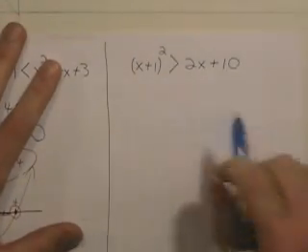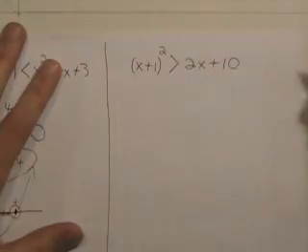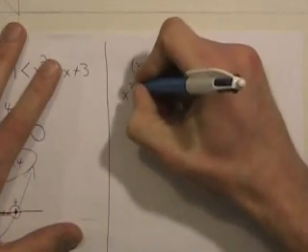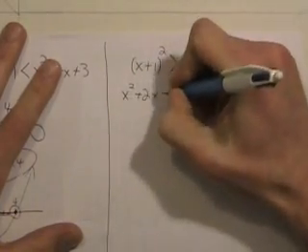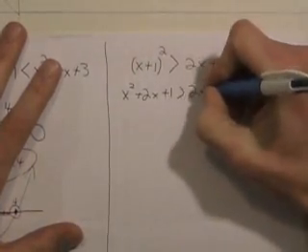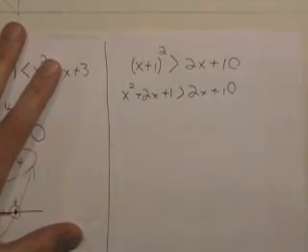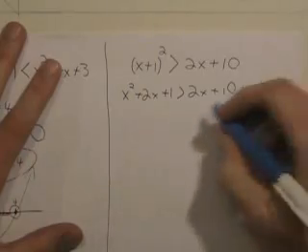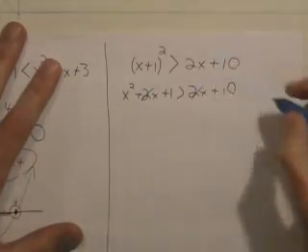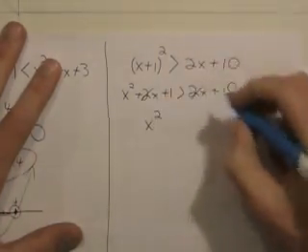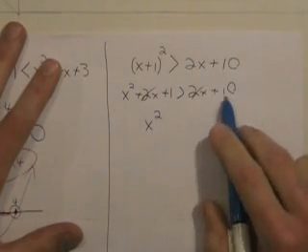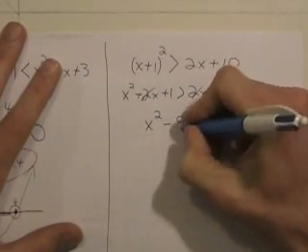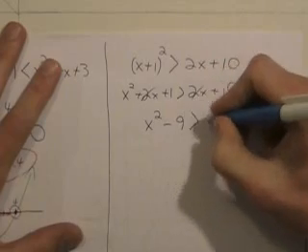Okay, if I square this, you have to FOIL it, so you'll get x squared plus 2x plus 1 is greater than 2x plus 10. And then when we simplify and bring everything over to one side, cancel out these, and you'll have x squared. If we subtract 10 from both sides, you have 1 minus 10, you get minus 9 is greater than 0.